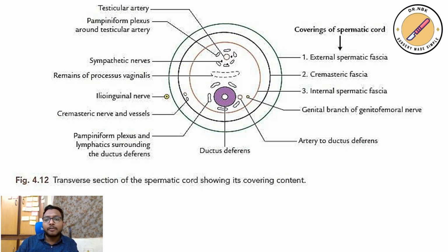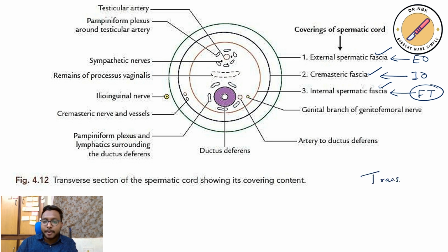The coverings of the spermatic cord are the external spermatic fascia, cremasteric fascia, and internal spermatic fascia. The external spermatic fascia is derived from the external oblique muscle. The cremasteric fascia is derived from the internal oblique muscle or fascia. The internal spermatic fascia is derived from the fascia transversalis. Please understand, transverse abdominis, the name itself says it is confined to the abdomen. So transverse abdominis will stop at the level of the abdomen, whereas fascia transversalis will come to the scrotum by giving rise to the internal spermatic fascia.